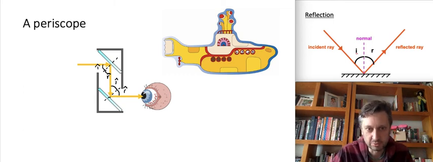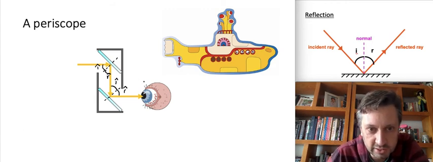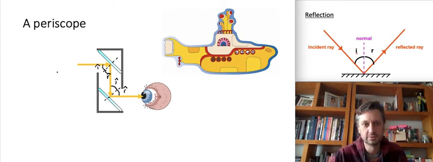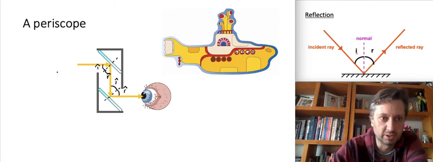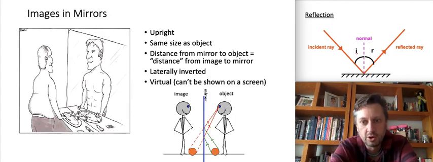The ray of light would come out horizontally and it would hit your eye. So your eye would see an object that is actually up there. You'll be able to see the object above the water or above a wall. So that's one use of the law of reflection. Okay. Were you with me so far?